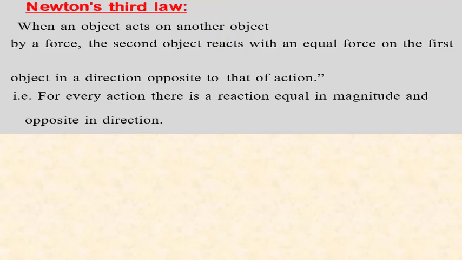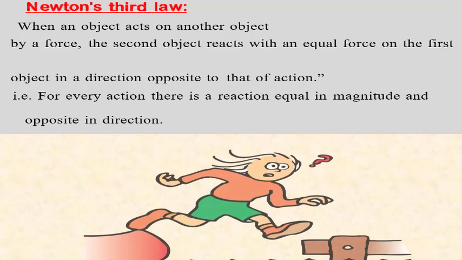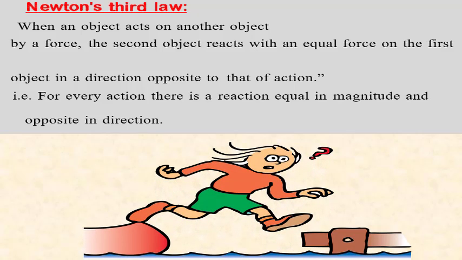Newton's third law of motion: when an object acts on another object with a force, the second object reacts with an equal force on the first. Or we can state Newton's third law another way: for every action, there is a reaction equal in magnitude but opposite in direction.